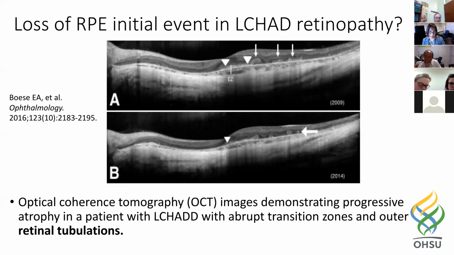In the literature, there's about 4 patients that have had this imaging that have advanced LCHAD retinopathy, and all of them have reported this retinal tubulation observation, really suggesting that the disease is starting below the photoreceptors in the RPE or potentially the choroid, but we suspect the RPE, and that's ultimately causing the loss of the photoreceptors above.